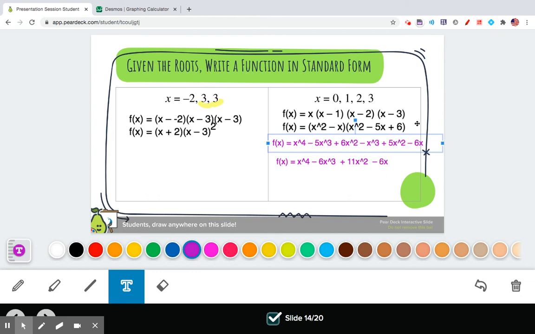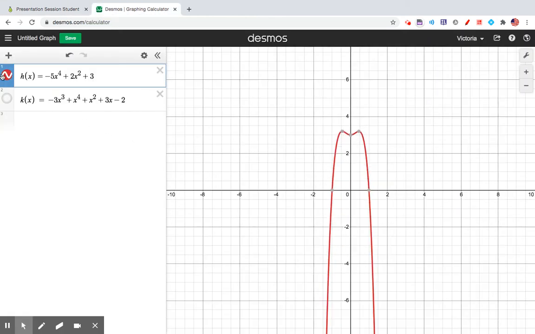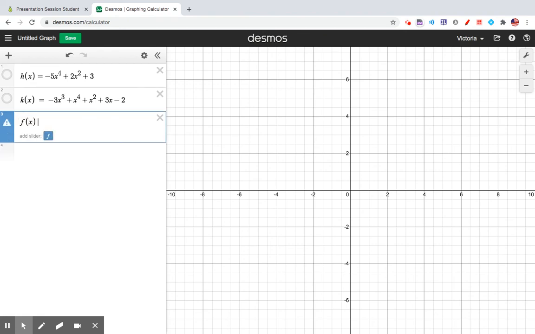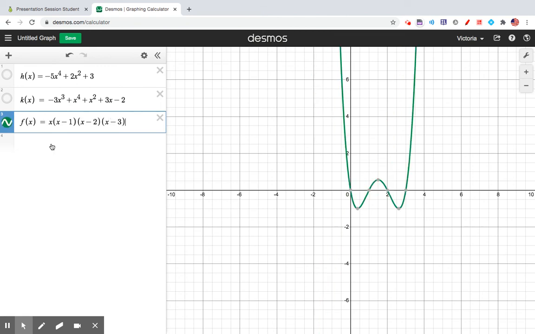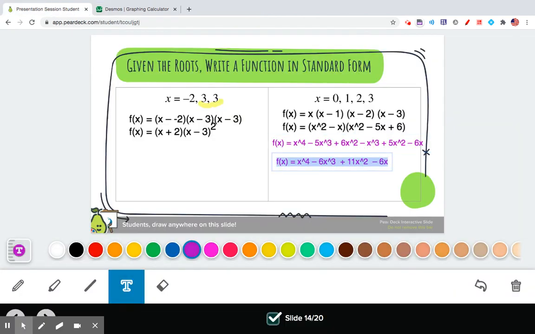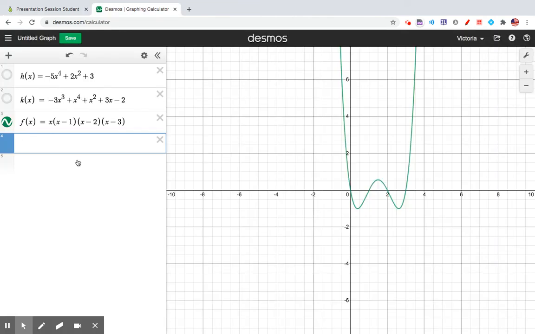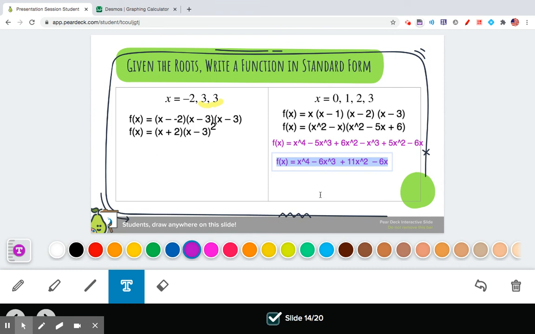Okay, great. Now what we can do is take this factored form into Desmos. X times x minus 1 times x minus 2 times x minus 3. It looks like this, and to prove that we did this correctly, I can just copy and paste this right into Desmos. And look, it worked perfectly. See how it graphed it right on top of the existing function? That tells you that I multiplied correctly.